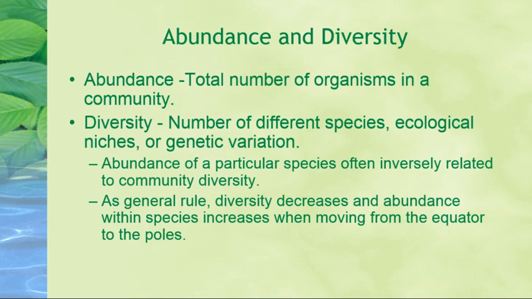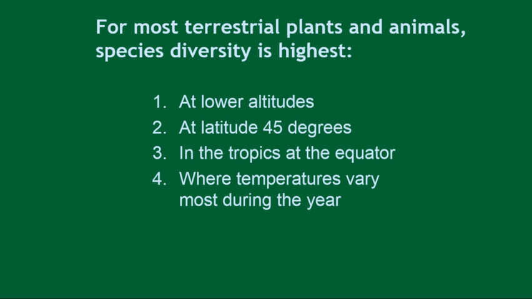The other thing that you want to know is the tropical regions around the equatorial regions. They have the highest species diversity. And it's going to decrease as you move towards the poles. However, right, the abundance of each species is going to increase as you move towards the poles, because you're still going to have some carrying capacity and a lot of individuals, but you don't have a lot of different species. So for most terrestrial plants and animals, species diversity is highest, this is a review question, in the tropics at the equator.